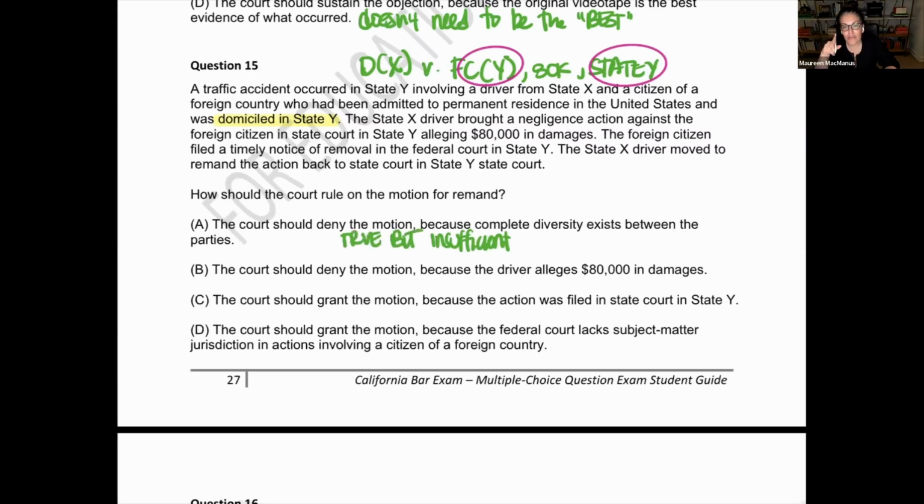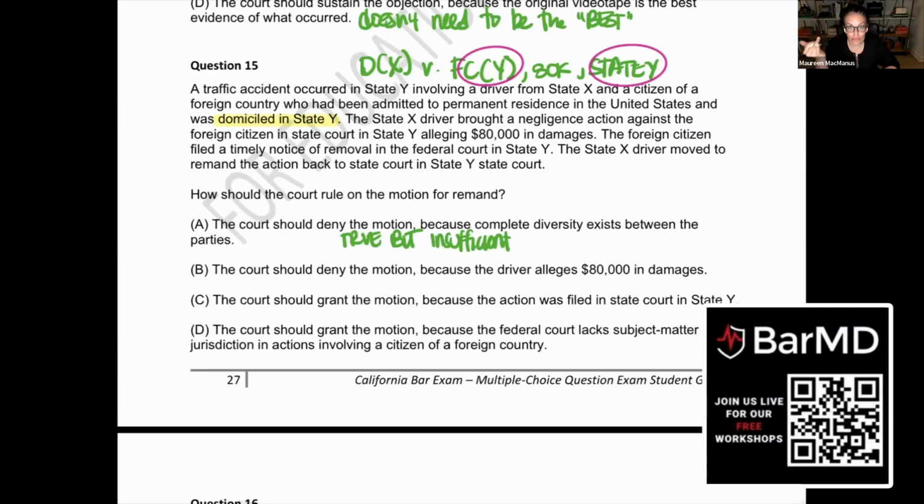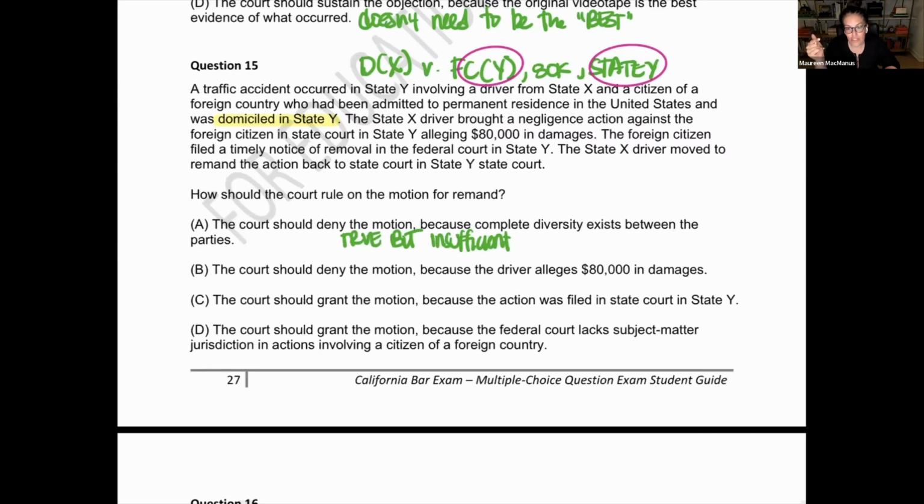The court should deny the motion because the driver alleges $80,000 in damages. Again, that's true, but it's insufficient. Because in order for removal, there has to be a basis for removal, right? So diversity jurisdiction or federal question jurisdiction. Also, there's supplemental, leaving that aside for a minute. And then you have to satisfy all of the mechanics of removal. So there's all those little rules around it too. So again, this is true, but insufficient on its own.